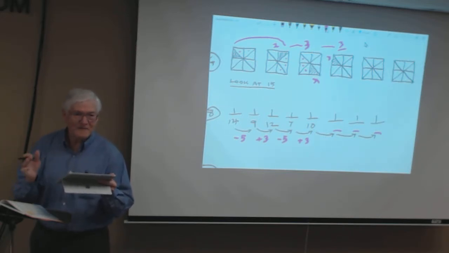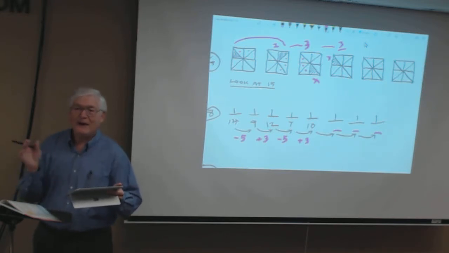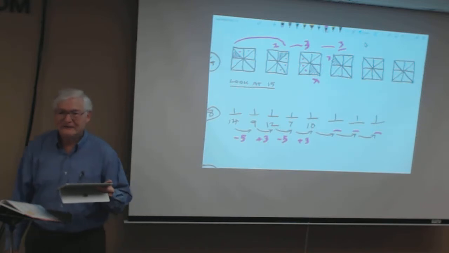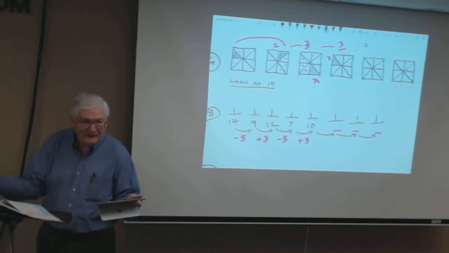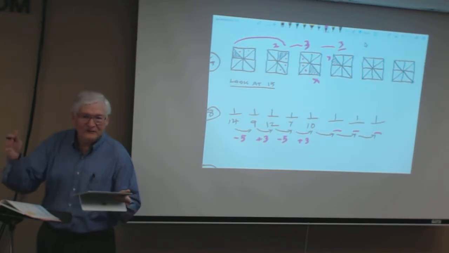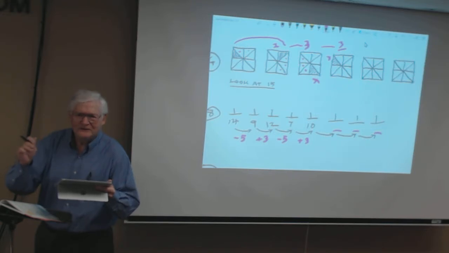So, do you see the pattern? Subtract 5, add 3, subtract 5, add 3. Now, there's probably a little voice in the back of your head saying, that's the dumbest pattern I've ever seen in the world. We're not here to make judgments about the patterns. We're just trying to find them and use them to find the next 3 terms. Don't be so judgmental. Just do the math.